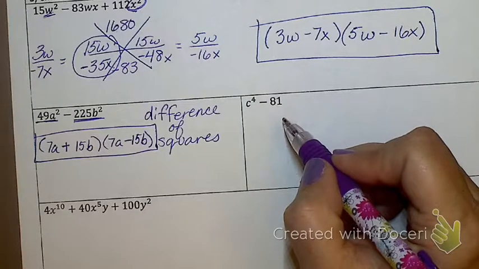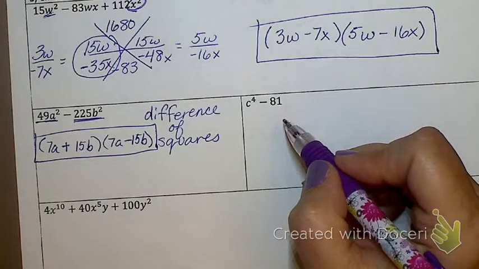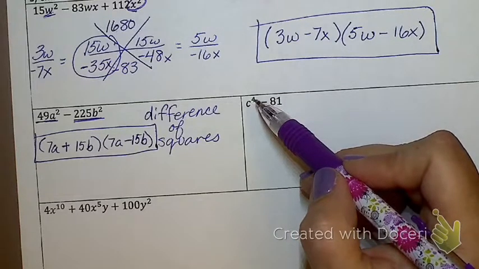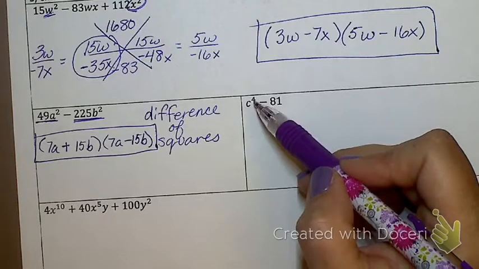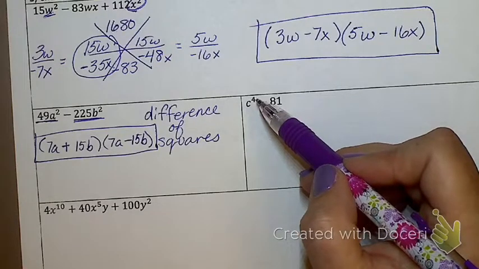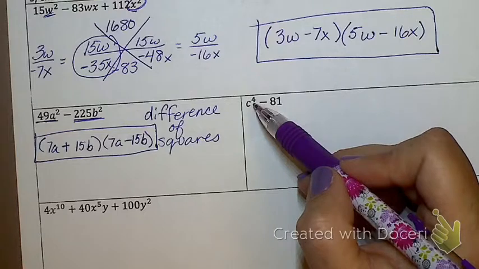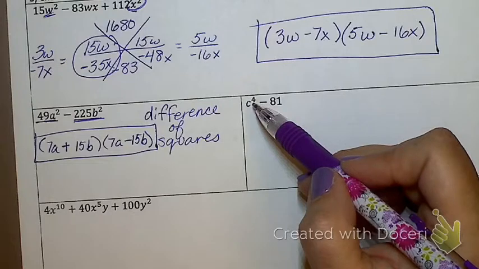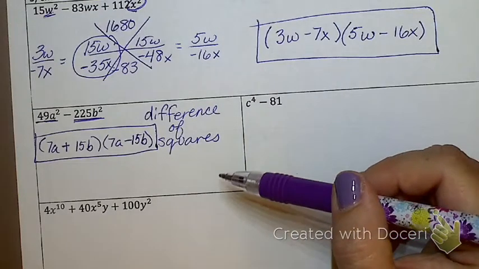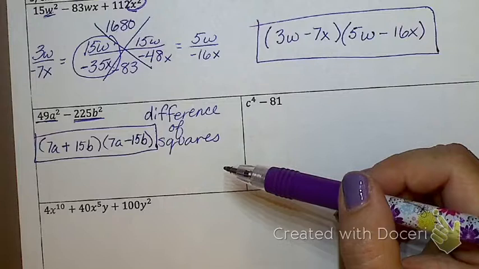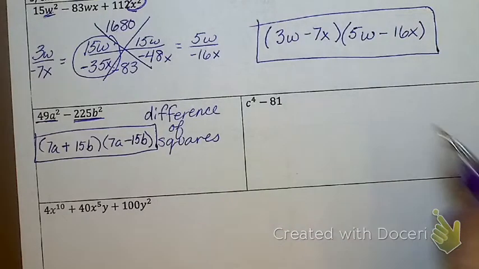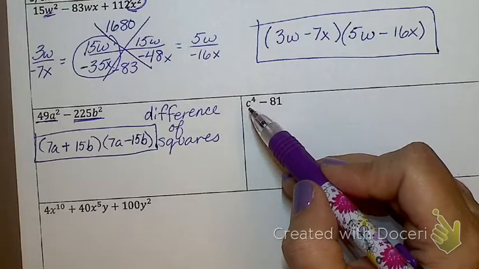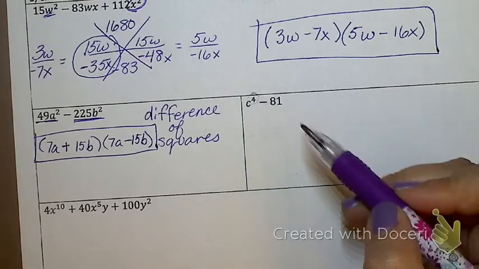Let's look at this one. Is this a difference of squares? 81 is a square number. Is c to the fourth a square number? It is. Any exponent that is even is a square number. This is c squared squared. If I had c to the sixth, what's the square root of that? C to the third. You just cut it in half to find what the square root is. If I had c to the 14th, that would be c to the 7th. So anytime you have an even exponent, you can break that down into a square.